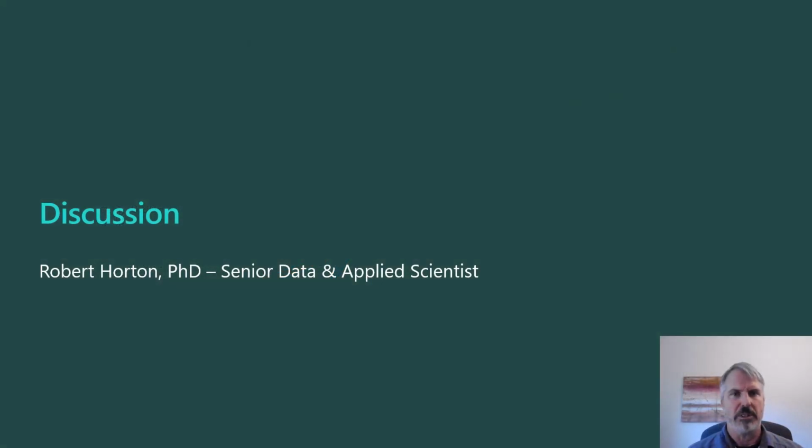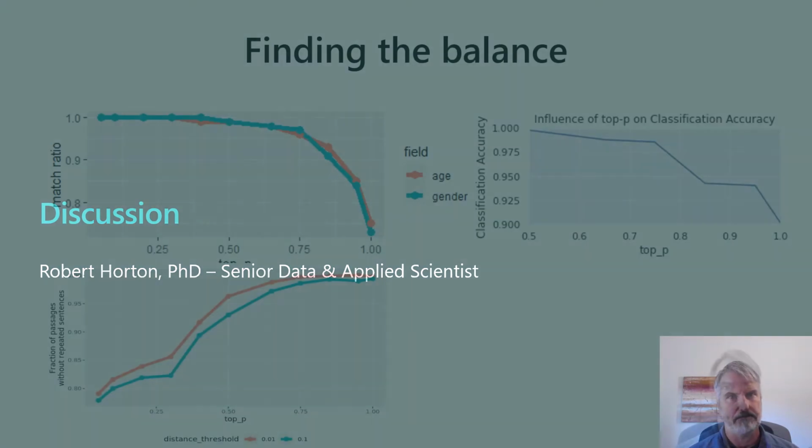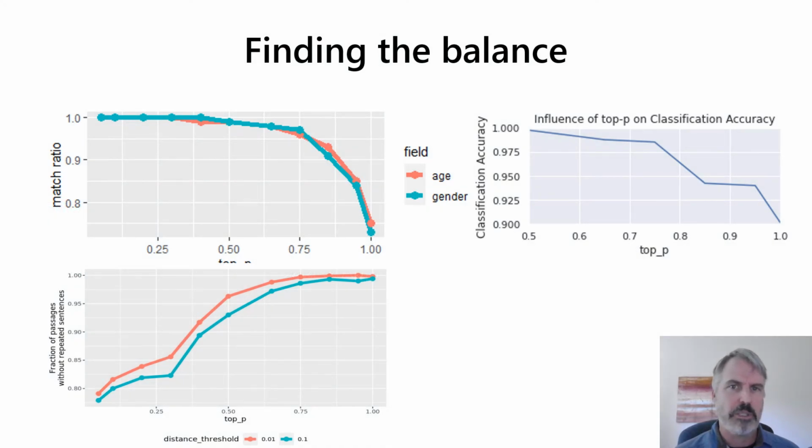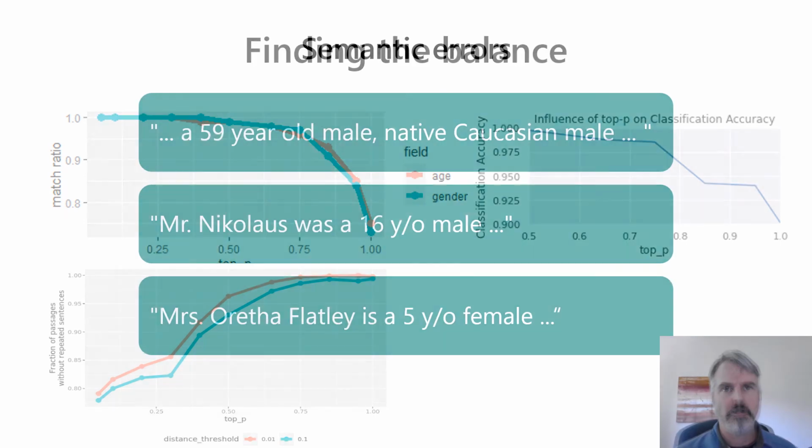We've looked at several measures of diversity and consistency in synthetic medical notes generated with the Turing NLG model, focusing on effects of the hyperparameter top P. Both our ability to predict the diagnosis from the synthetic passage and the ability to recover prompted facts from the passage decline as top P increases, but the fraction of passages free of repeated sentences improves. An optimal top P value should balance these opposing trends.